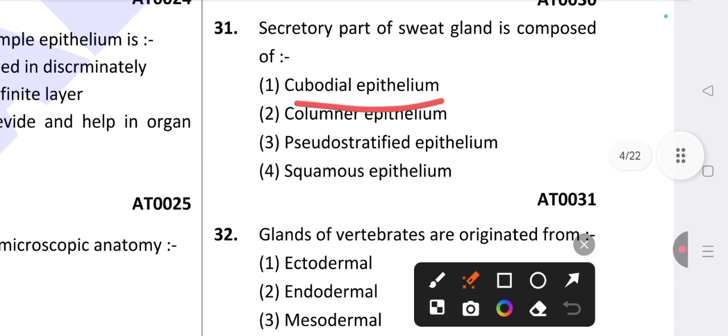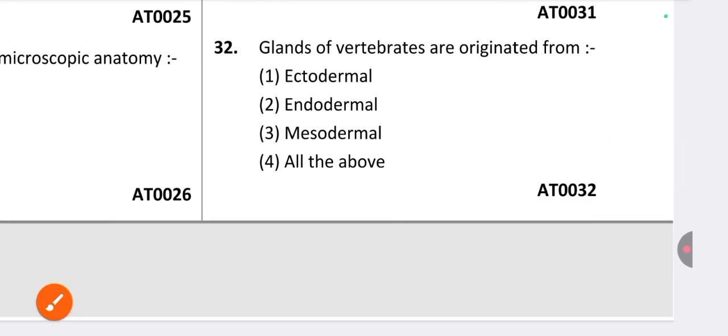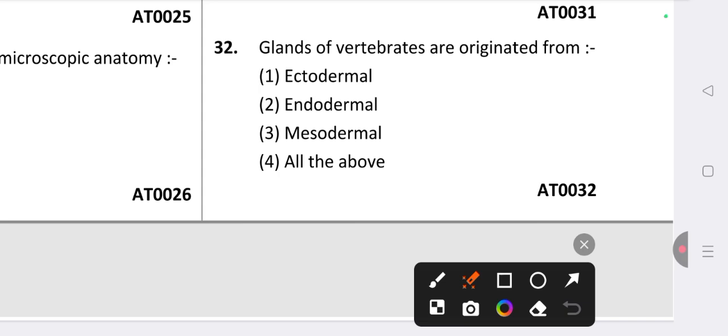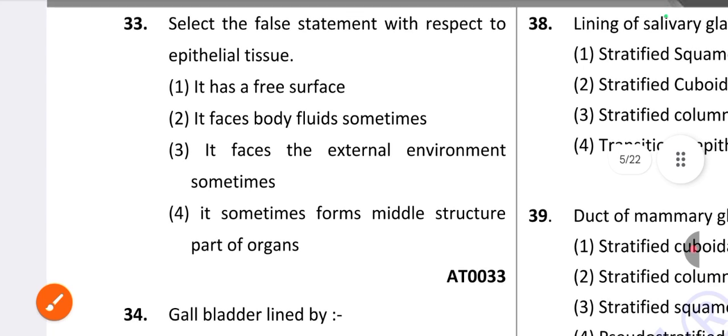Option number 1. Next, glands of vertebrates are originated from. So vertebrates के जो glands होते हैं they are originated from all of the above, that is ectodermal, endodermal and also mesodermal. Next, 33rd question we will see.